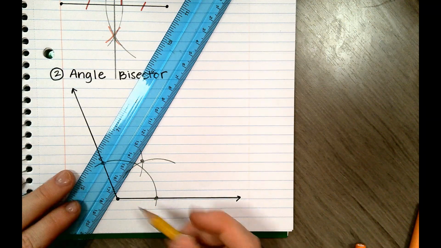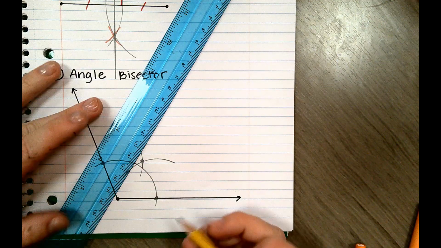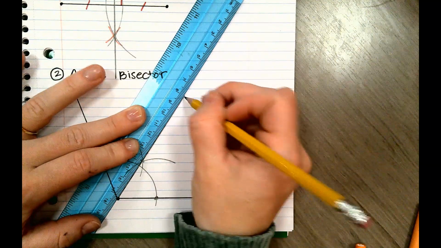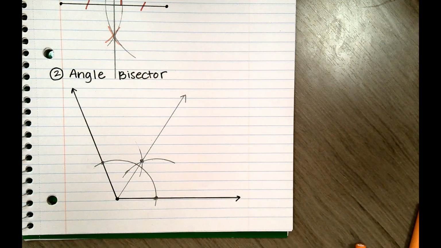So all we have to do now is connect the vertex to that third point that we made. And we'll want to trace through those lines, those points, and now we have an angle bisector. Our angle is cut in half perfectly.